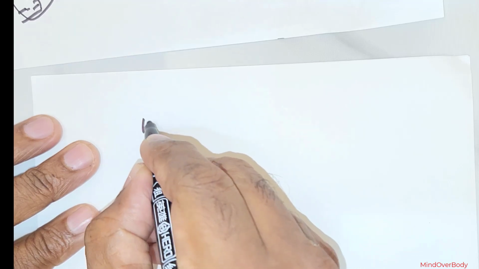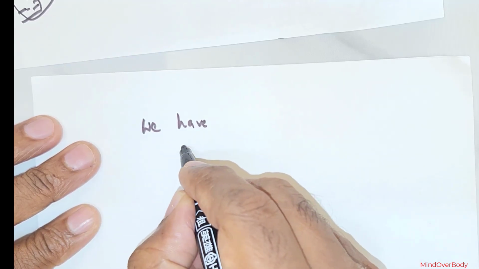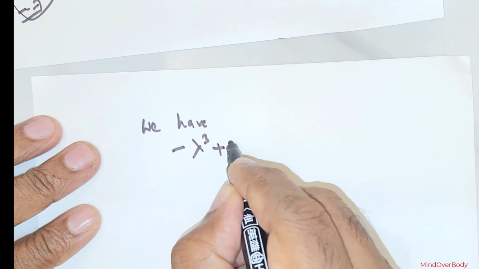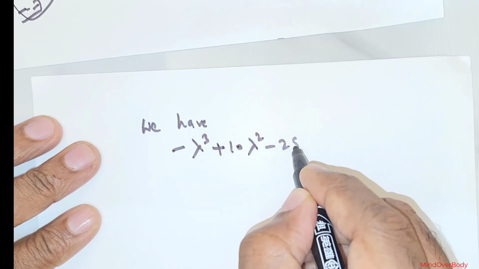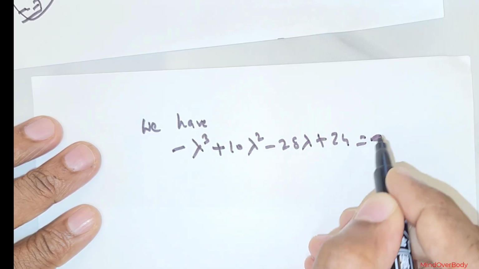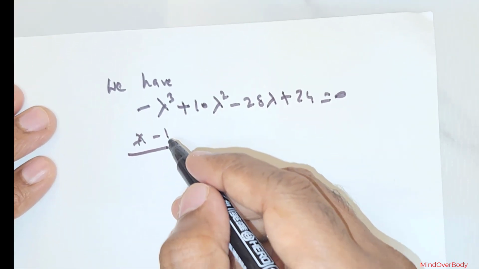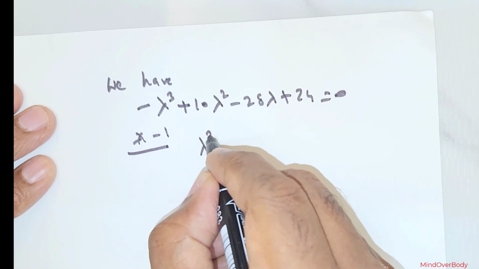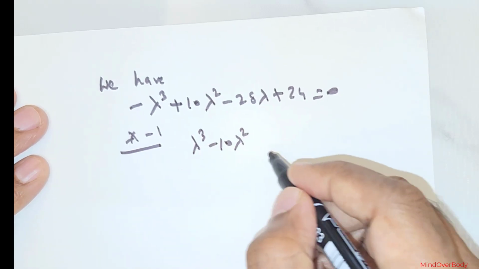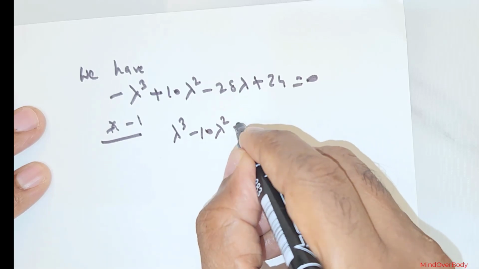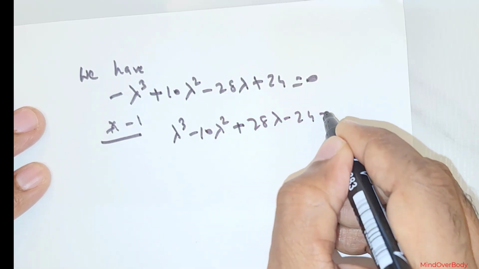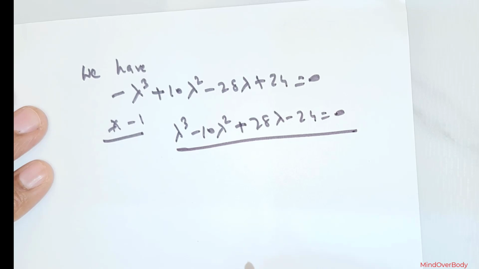Now what I'm going to do is I need to go to another page. So let me write the system. We now have negative lambda cubed plus 10 times lambda squared minus 28 lambda plus 24 is equal to 0. You multiply by negative 1. So this would give me lambda cubed minus 10 lambda squared, and then plus 28 lambda minus 24 is equal to 0. So this is what you've got.